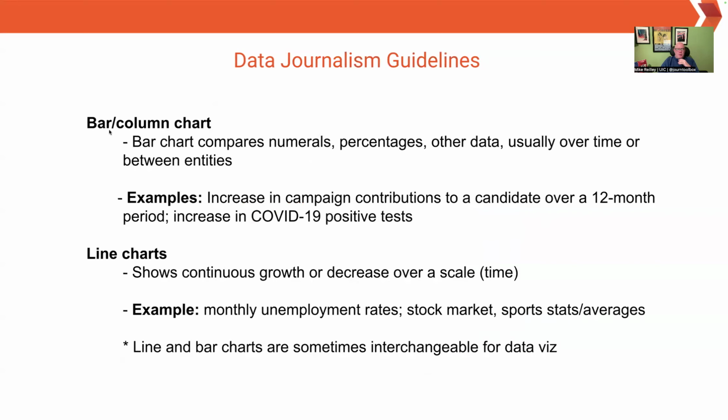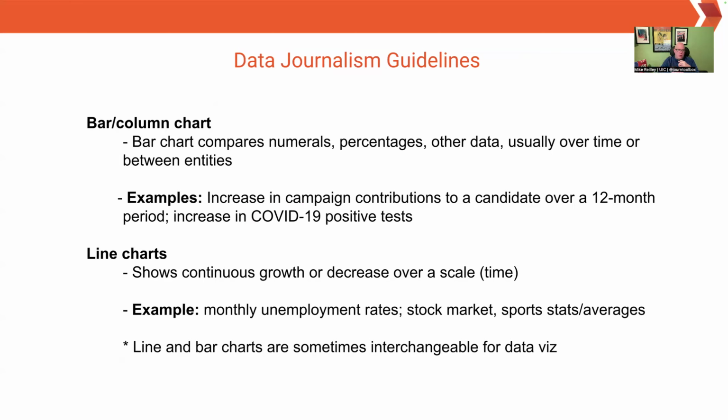Bar charts or column charts compare numerals, percentages, and other data, usually over time and/or between entities. It could be the increase in campaign contributions to a candidate over a 12-month period, or the increase in COVID positive tests over a period of time. Line charts show continuous growth over a scale, typically time. Could be your monthly unemployment rates, stock market prices going up or down, sports stats. The Bulls' game-per-game average, going up or down, defensive numbers going up or down.